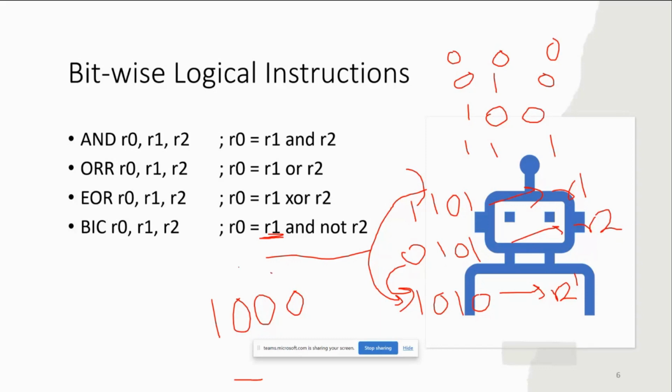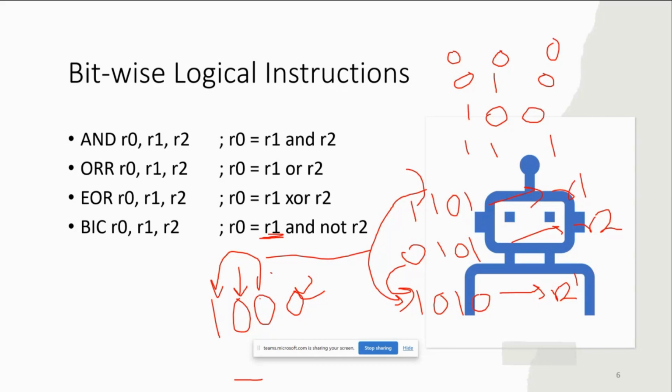So this bit is cleared. And R2 was 1 at the fourth position. This bit is cleared. The rest, here and here, is the same as what was in R1 earlier. So it is clear, the bit clear. In certain computations we require that wherever a 1 appears in the second operand, the corresponding bit in the first operand becomes 0.